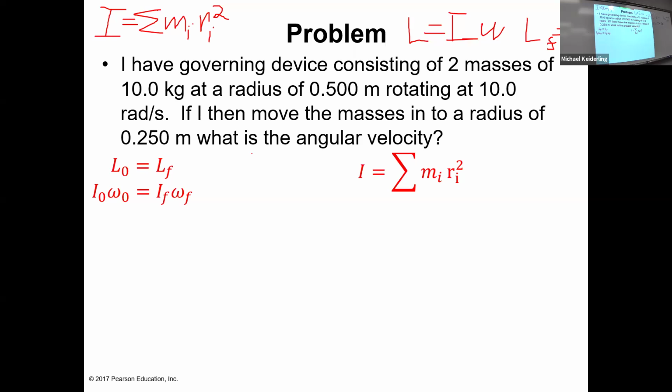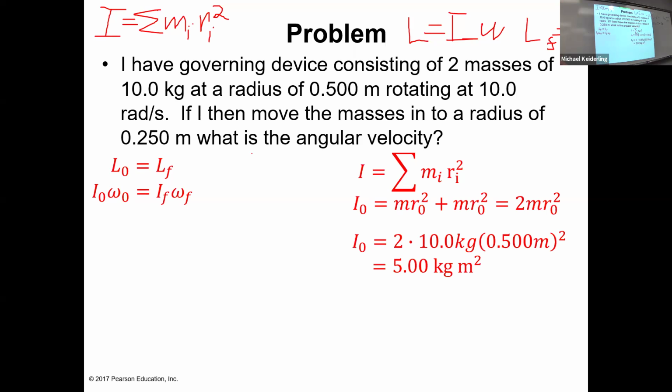Moment of inertia is mass times radius squared added up for each object. So that's mass times the initial radius squared plus mass times the initial radius squared, because there's two masses of 10 kilograms and half a meter. So 2 times 10 kilograms times 0.5 meters squared is 5 kilogram meters squared.